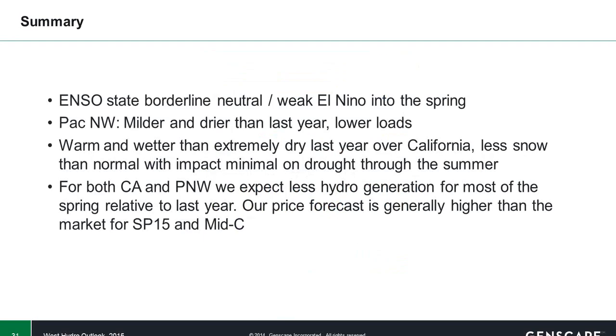So in summary, the ENSO state is now borderline neutral, potentially a weak El Nino in the spring. We're still waiting for that third month of confirmation for the ENSO. Pacific Northwest weather will be milder and drier than last year, and you have corresponding lower loads. California will be warmer and wetter than the extremely dry last year. Less snow than normal, and the impact should be minimal on drought as we go through the summer. And for our price forecast for both California and the Pacific Northwest, we expect less hydro generation for most of the spring relative to last year, and our forecast is generally higher than the market.